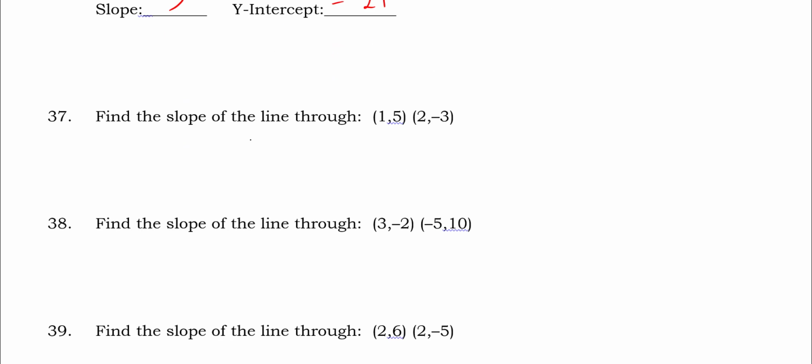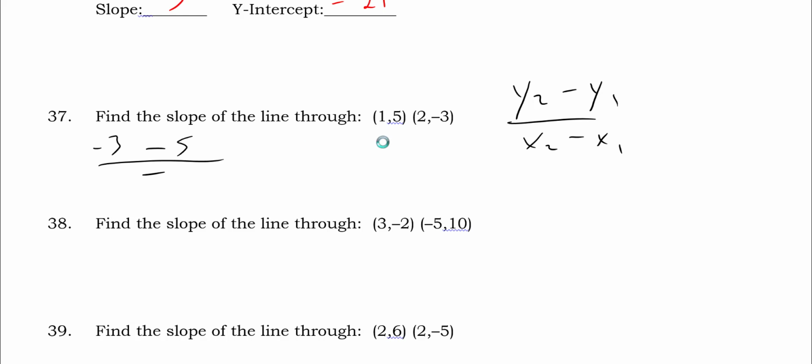Okay. Number 37, find the slope. Remember, with the slope, you've got to use the formula: y2 minus y1 over x2 minus x1, right? It's the y's over the x's. I told you how to do that back in the day. You put your negative signs in there first, and then you put your y. So y2, it's negative 3 and 5, and then the x's are 2 and 1. So we get negative 8 over 1, so my slope is negative 8.